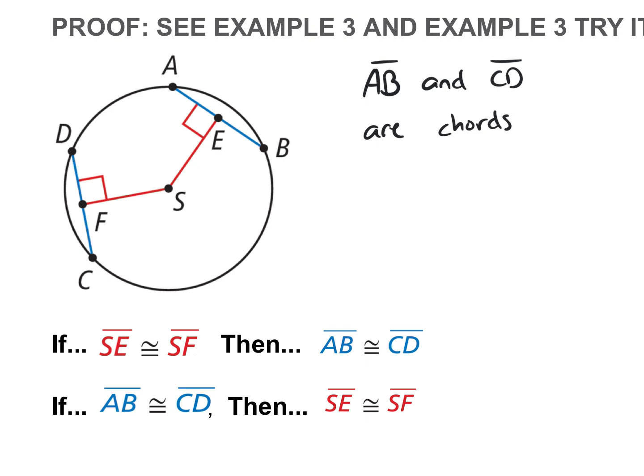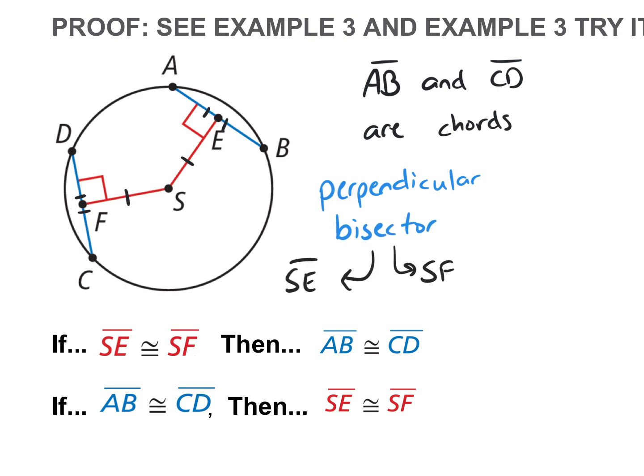Okay. What this one says, and go ahead and mark it, is that if those two lines that create a 90-degree angle with the chord are equal, then the two chords are equal to each other. Think back. What does a right angle mean to a line? If two lines make a right angle, what are they? Perpendicular. And if I tell you it splits the chord in half, perpendicular bisector. Write that down. Perpendicular bisector is SE, and I know I wrote that weird, and SF. Those two lines are perpendicular bisectors. They create a 90-degree angle with the chord, and they end up splitting that chord in half.